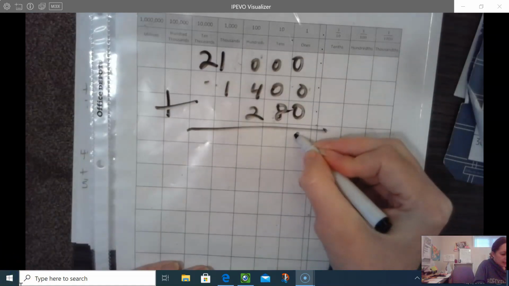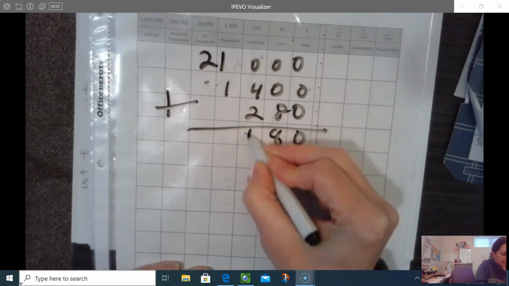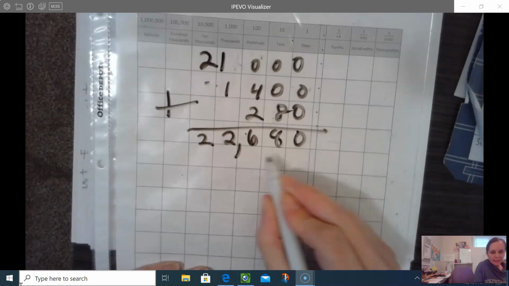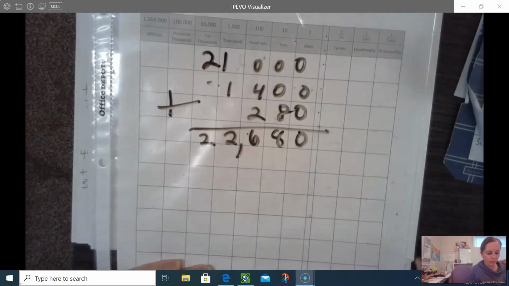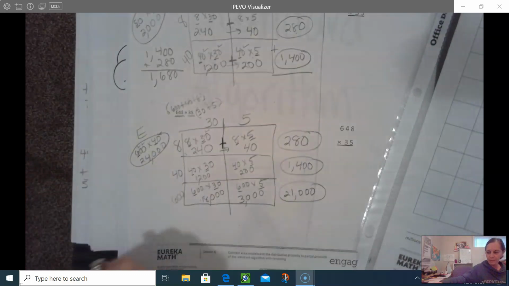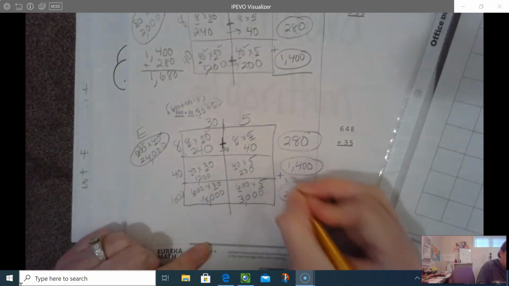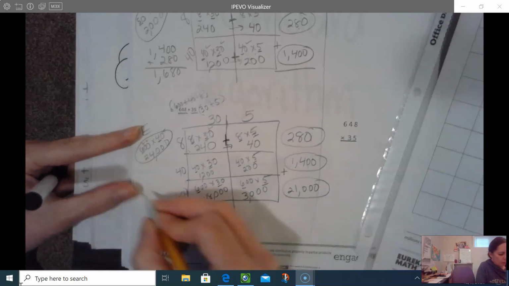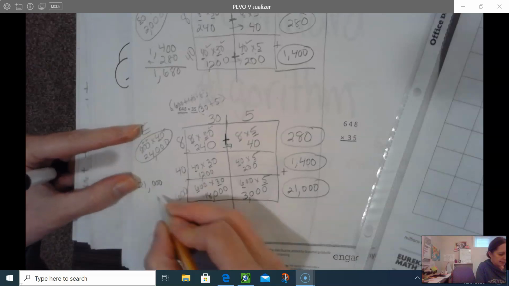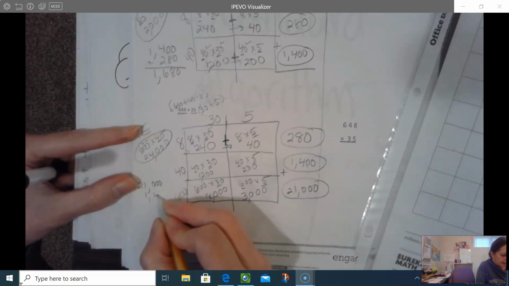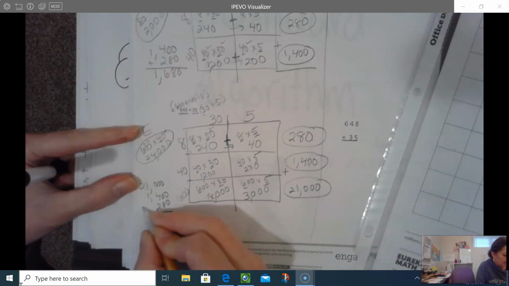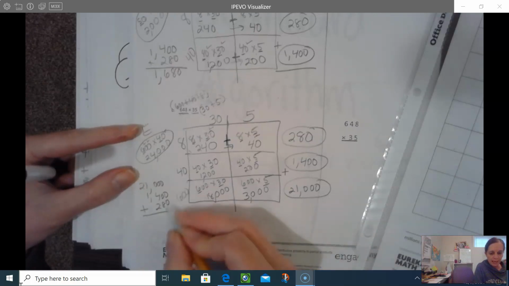With your numbers lined up, hopefully you got 22,680. Hopefully that looks right to you. I'm going to go ahead and transfer that over to my paper. I'm going to put my plus symbol, and just to show my work so that my teachers can clearly see that, I am just going to go ahead and line these up off to the side, making sure that ones, tens, hundreds, and thousands are all lined up.